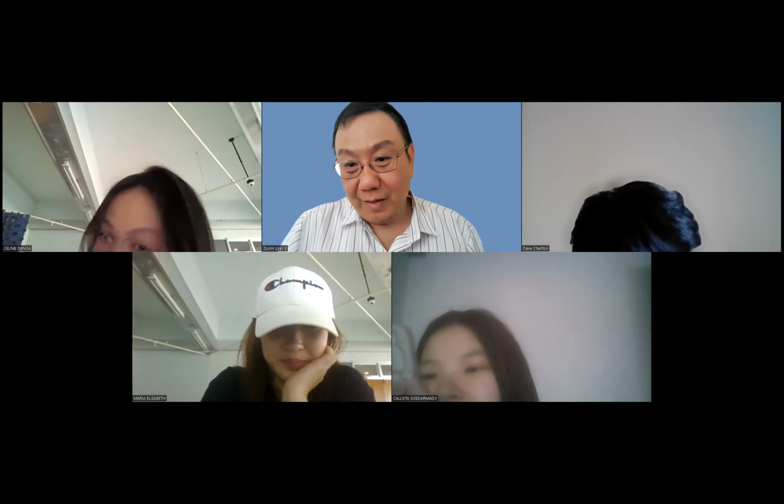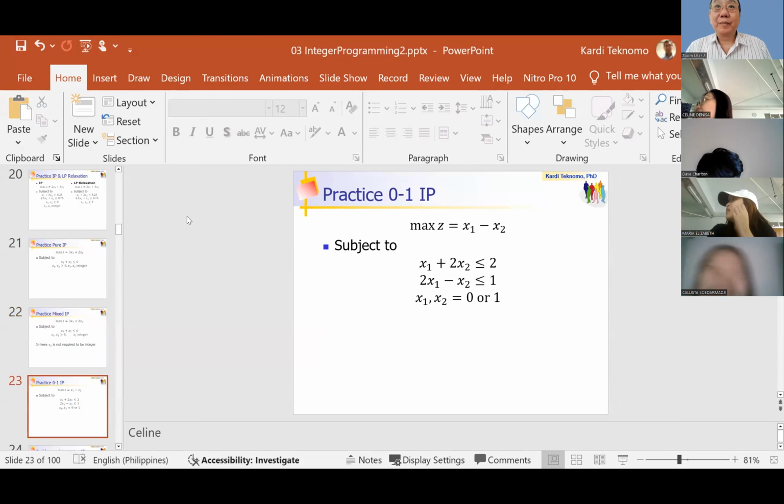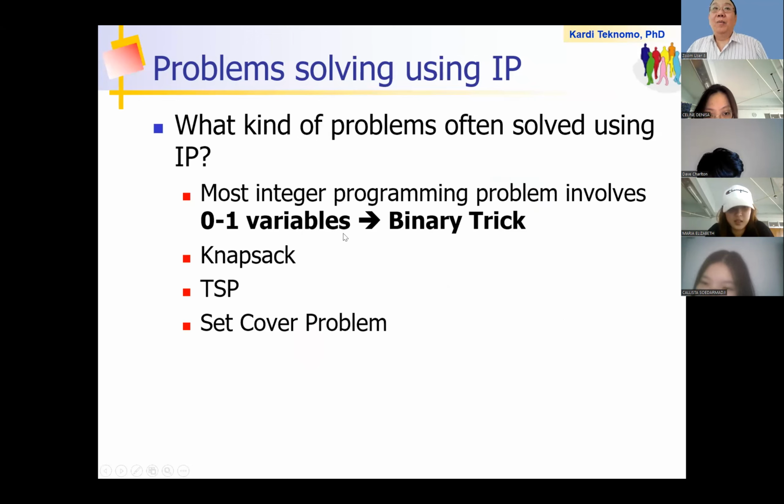Okay, now let's go to the real problematic IP. Can you see my slide? Okay, so what kind of problem using IP? Any problem that involves integers, you can use IP.